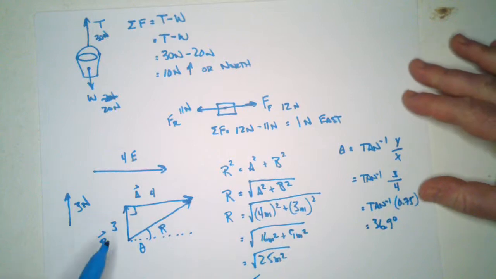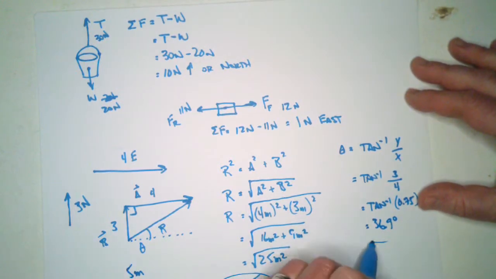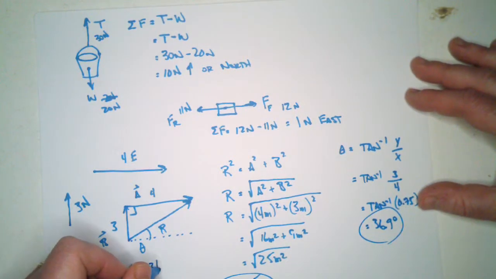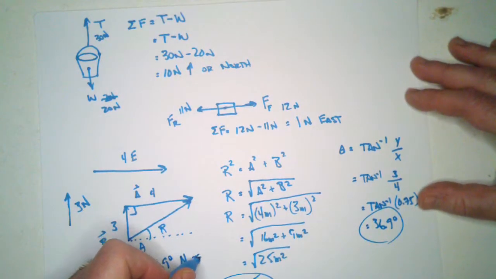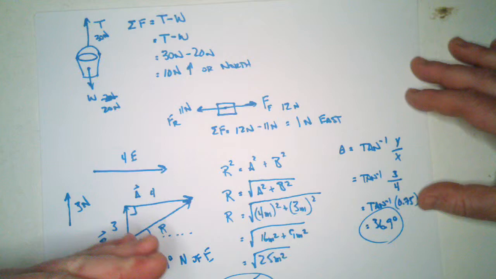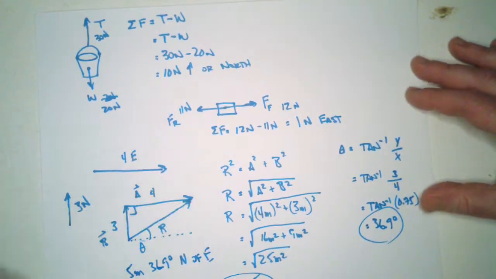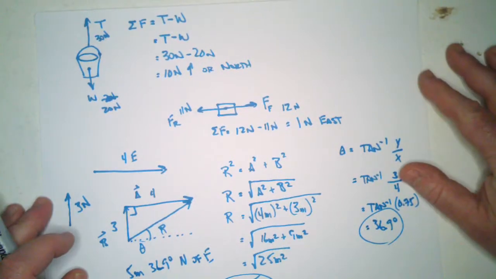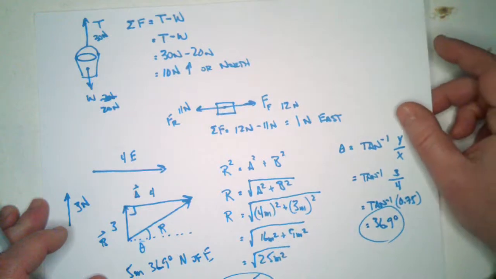So, the resultant vector is 5 meters at 36.9 degrees north of east. So this one's running east-west. East direction is going to be this way, and so it's going to be 36.9 degrees north, pushed to the north. So that's all there is to it in dealing with vectors at 90 degrees to one another.